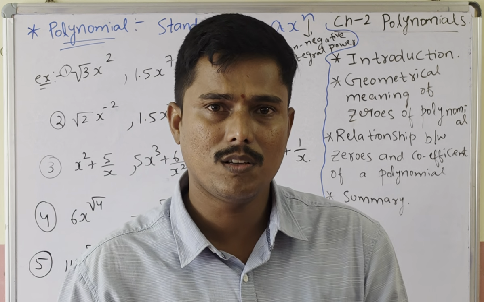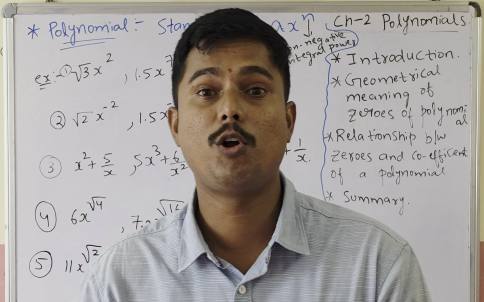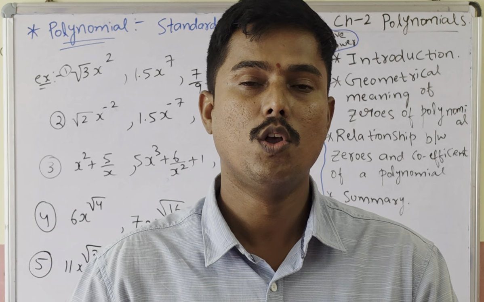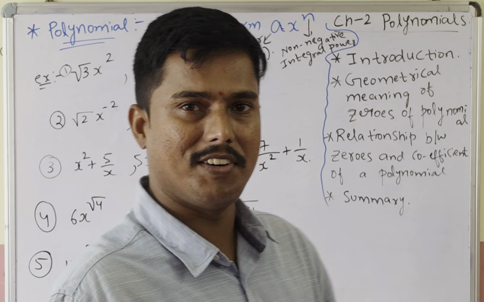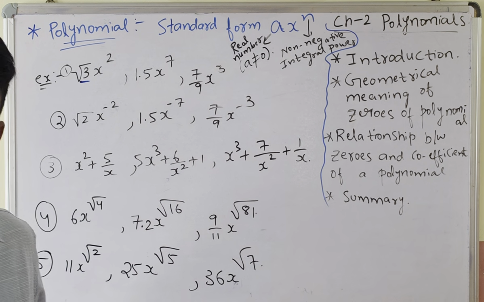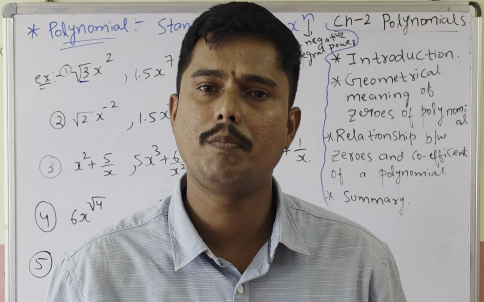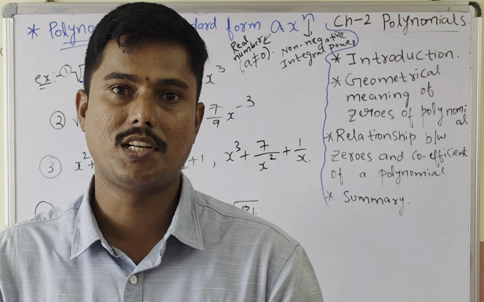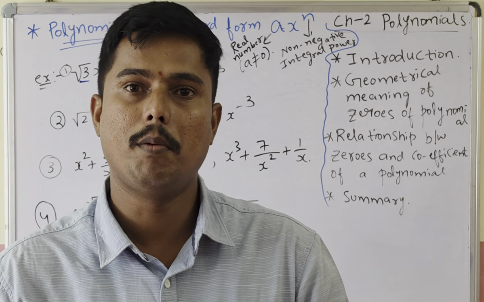Let's start with the topic of polynomials. I defined polynomials: a is a real number except 0. So first of all, identify what a is in everything. See the first example here. What is a? a can be root 3. Yes, it is a real number. That's what you learned in chapter 1, real numbers. All rational and irrational numbers come under real numbers.